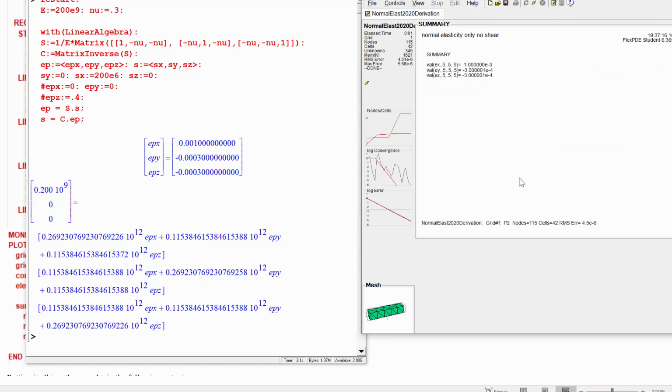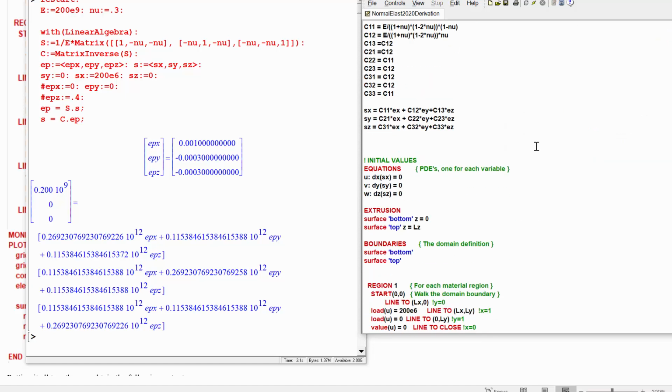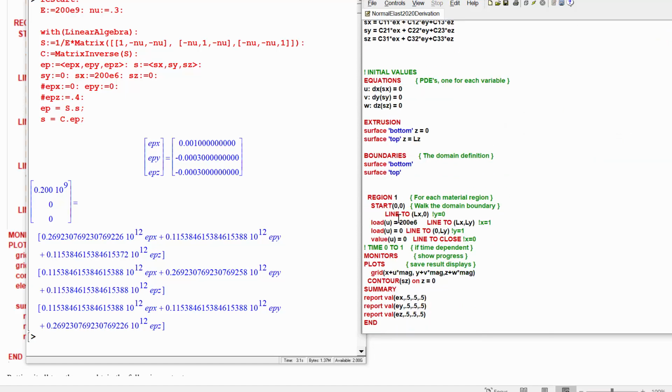Yeah, and there you have it. So that's how you can apply boundary conditions of stresses or displacements in FlexPDE and use that to see the deformations of objects and confirm what we're calculating using Maple. We'll look at some more advanced examples of this in the practice problems.